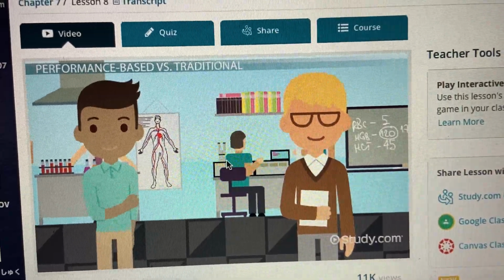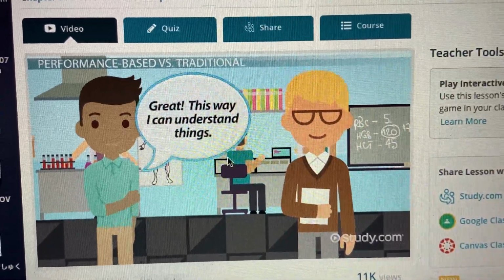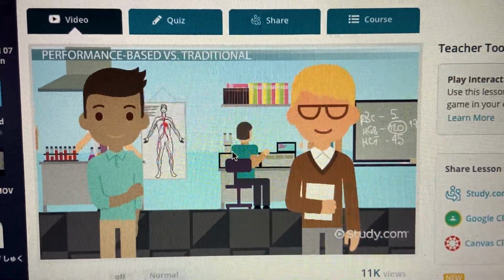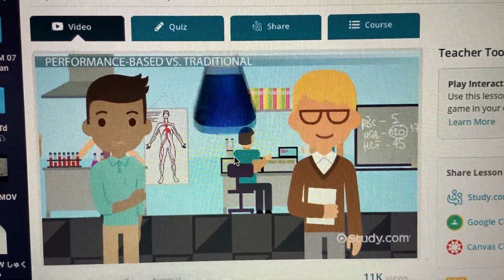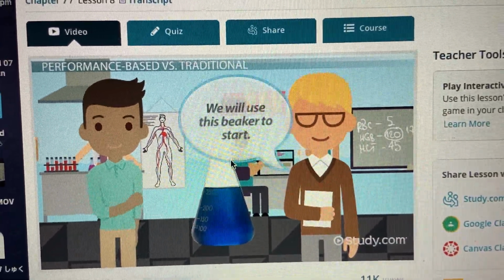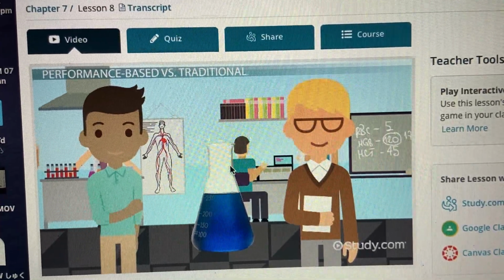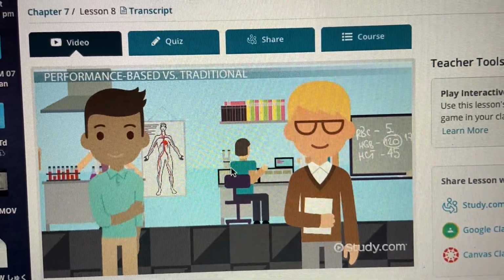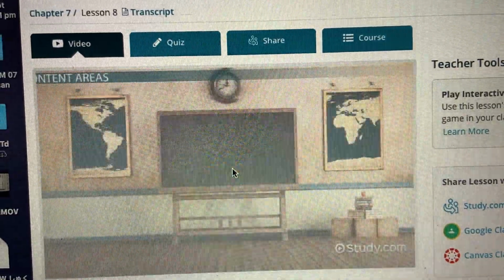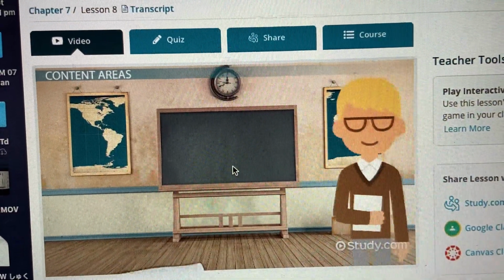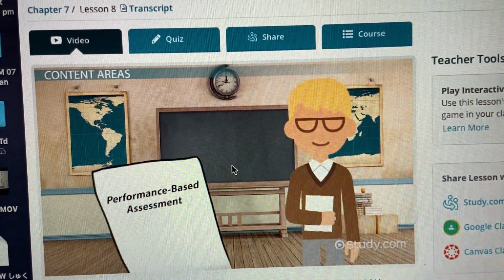Since this type of assessment would require little reading or writing, ELL students would be more likely to demonstrate their understanding of the process. Let's take a look at some examples of performance-based assessments that teachers can use to assess ELL students in the content area classroom. Let's start with some performance-based assessments teachers can use in language arts.